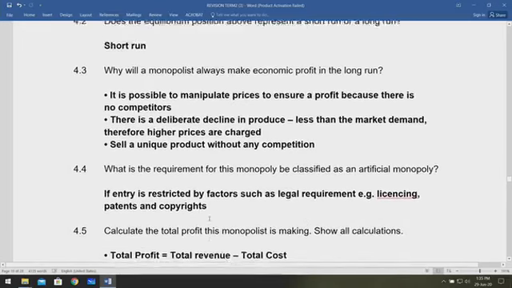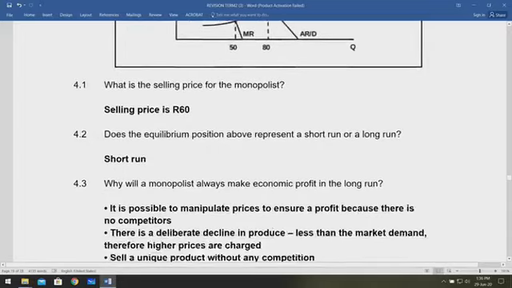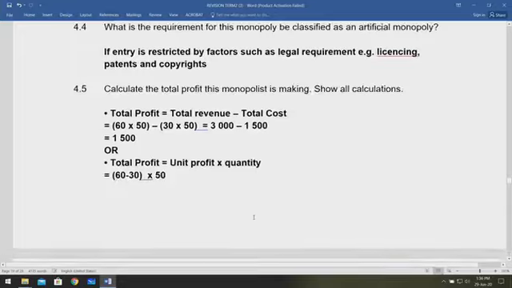Calculate the total profit, right. So with the total profit, we said he'll be selling at 60, so it's 60 times 50, which is then 3,000. And the cost at that point, so I go to my average cost, and the cost is at about 30, it seems. So it's 30 times 50, which is 1,500. So my profit should be 1,500. Alternatively, you could say 60 minus 30 is 30 times 50, which will also be 1,500. Once again, the two ways in which the calculation can be made.